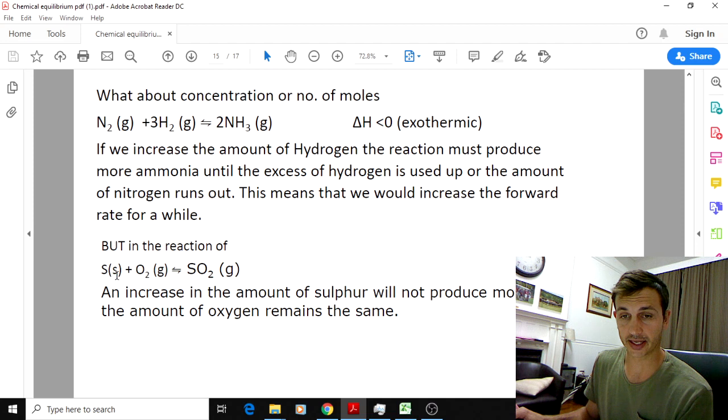In this reaction over here, we have a solid and a gas as a reactant. Increasing the amount of sulfur is not going to have any effect on the equilibrium. Why? Because sulfur is solid here. You're not going to change the equilibrium by adding more of the solid because its concentration doesn't change.